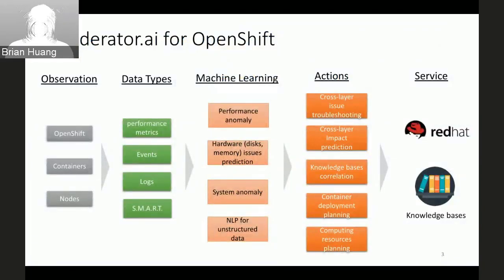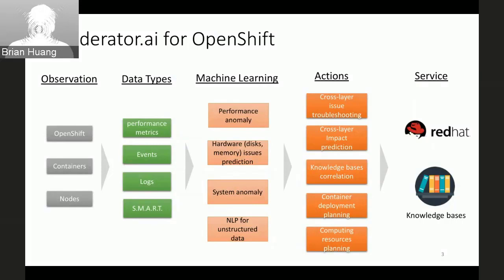This is the big framework of Federated AI for OpenShift. From left to right is the observation. That means Federated AI collects information from OpenShift, Kubernetes, and also the containers and the nodes. The information Federated AI collects includes the performance metrics, events, logs, and also SMART. I mean, this is SMART data, because Federated AI predicts disk failure, so we base on SMART data to predict when the disk is going to fail.